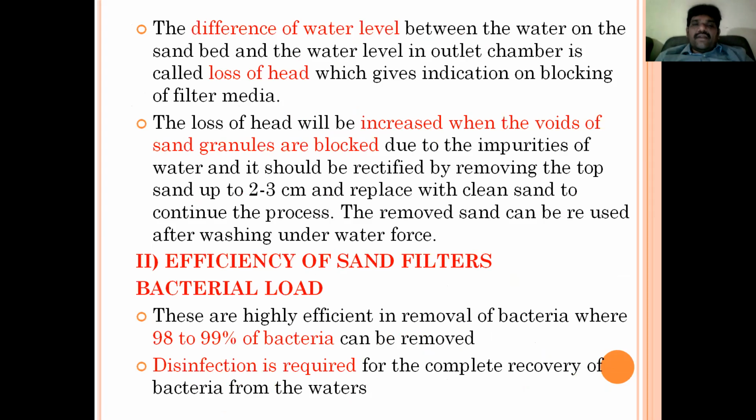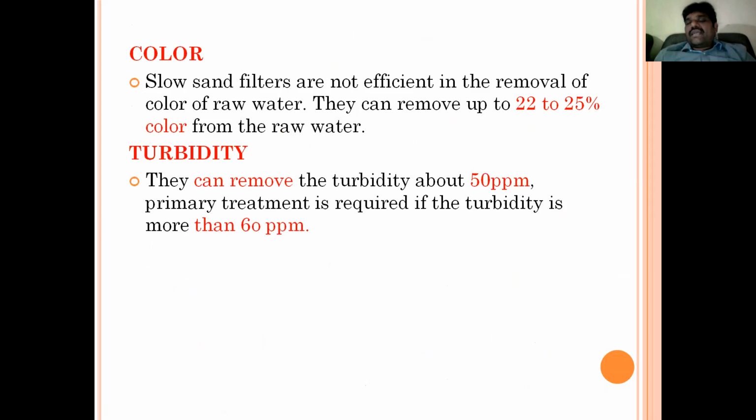And see here, I already told you that loss of head increases when the sand bed voids are blocked. See here, the efficiency of sand filters, second category, bacterial load: only 98 to 99% of bacteria can be removed by this method. That is the reason disinfection is needed before we send this water to the public. Even for color, slow sand filters are less efficient, only 20 to 25% of color can be removed in this process. They are also not efficient when the turbidity of water is more than 60 ppm.